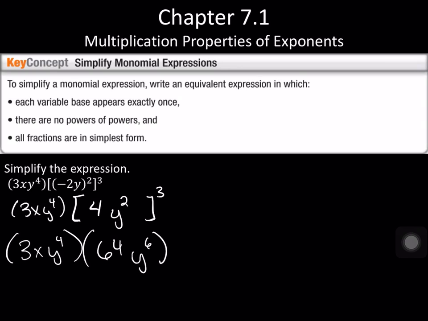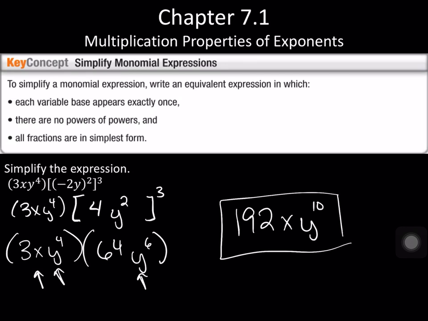Now all of my power to powers, all of my exponents outside parentheses have been taken care of. So now I've got a monomial times a monomial. The 3 and the 64, they're both just numbers. They're coefficients. And we multiply coefficients. 3 times 64 is 192. There's only one x there, so the x gets to come over here just as it is. And then the y to the 4th and y to the 6th, we're multiplying, so we add those exponents together. 4 plus 6 is 10, and then that would be our final answer.